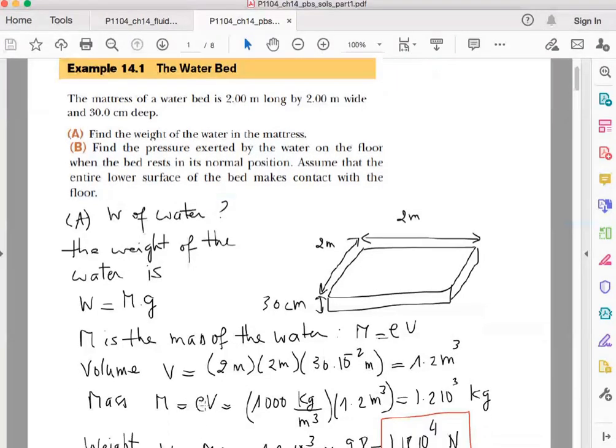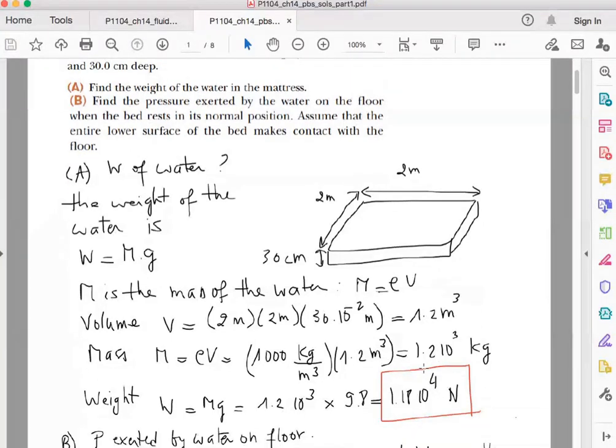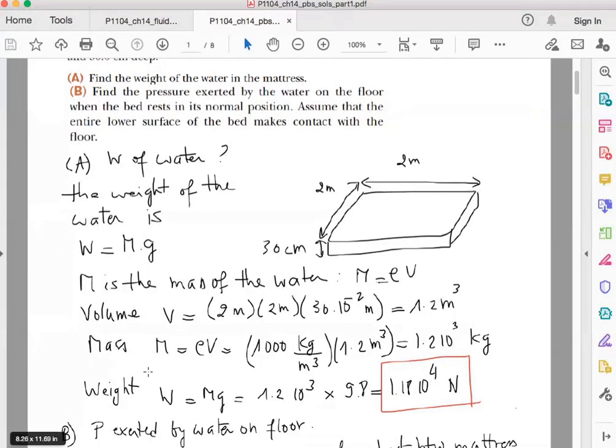The mass then is given by rho multiplied by v. The rho of the water is 1000 kilograms per cubic meter multiplied by 1.2, so we get 1.2 10 to the power 3. And so finally we can deduce that the weight is given by the mass multiplied by g, so it is 1.18 10 to the power 4 Newton. That's it. So this is for the weight.